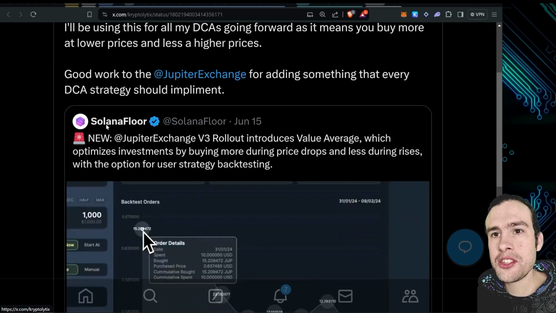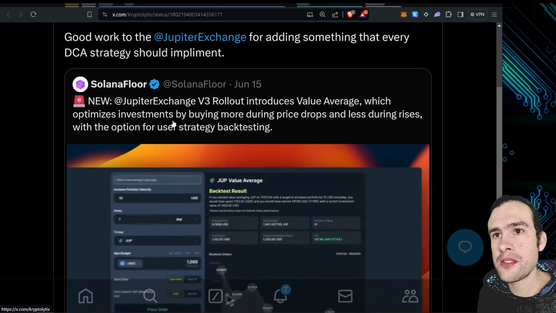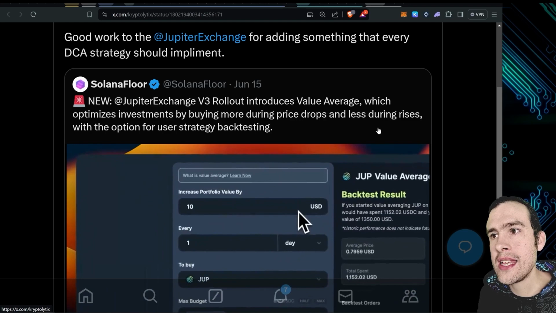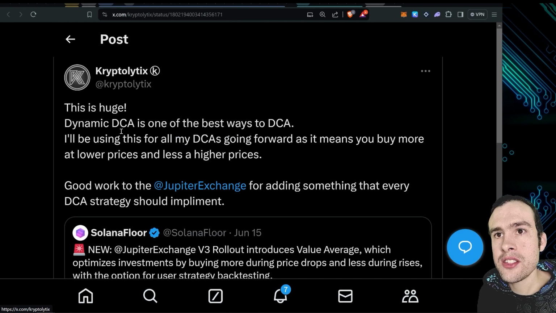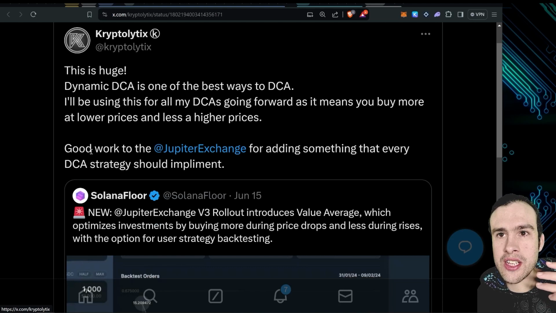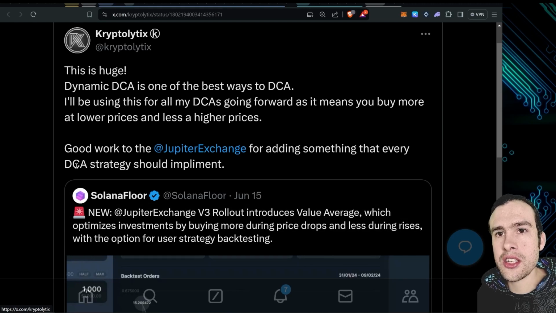This is huge. Essentially, the new Jupiter Exchange V3 rollout introduces a value average, which optimizes investments by buying more during price drops and less during price rises. So this is basically a dynamic DCA, and dynamic DCA is one of the best ways to DCA. I'll be using this for all of my DCAs going forward, as it means you buy more at lower prices and less at higher prices. That's kind of what I've already got set up anyway. I've got my DCAs set so that below certain prices they get more aggressive, and above certain prices they just stop. But with value average, you're essentially doing that. So good work to the Jupiter team for adding something that every DCA strategy should implement.